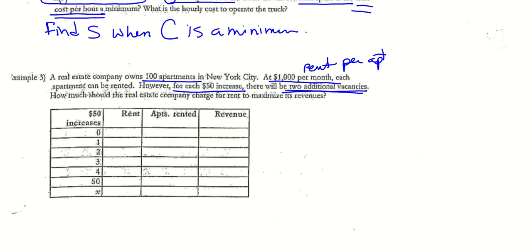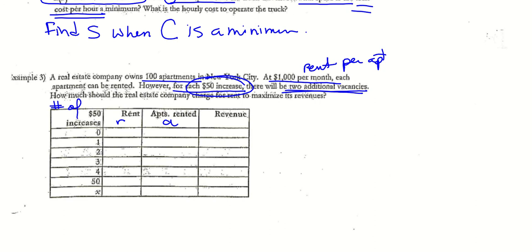So we've got a table here that's just helping us to look for the relationship between the rent and the apartments rented. Well, let's call the rent R. That could vary because we can increase the rent, right, by $50. And let's call the number of apartments rented A. So A is the number of apartments we rent. So this $50 increases is our number, right, of $50 increases.